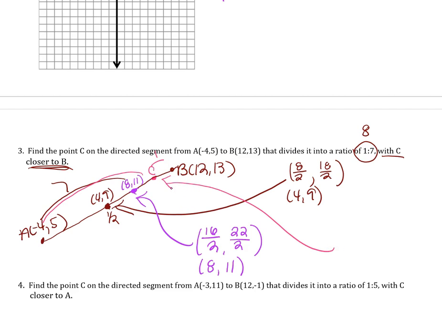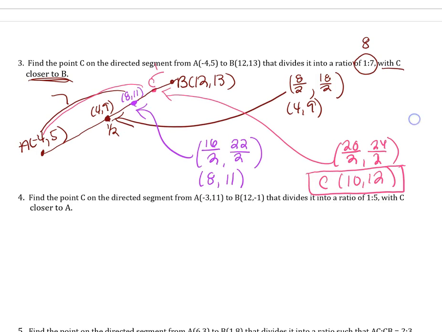So now I'm going to find the halfway mark between 8, 11 and 12, 13. So 8 plus 12 is 20 divided by 2. 13 plus 11 is 24 divided by 2. So that's 10, 12. And that's your location for C. Using the midpoint formula over and over again is really pretty easy. But what if I want you to divide the segment into sixths? That's where things get a little bit tricky.